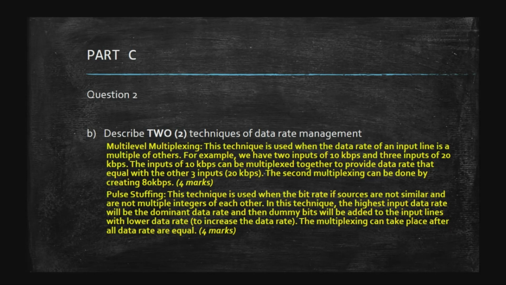You need to elaborate, for example, multilevel multiplexing. This technique is used when the data rate of an input line is a multiple of the others. And then you give an example. Because the mark is 4, you need to explain and give an example. Another part, pulse stuffing: explain and give an example for this technique.